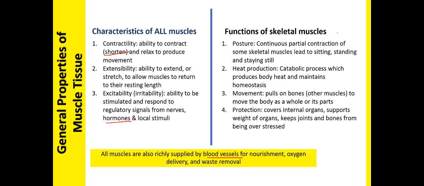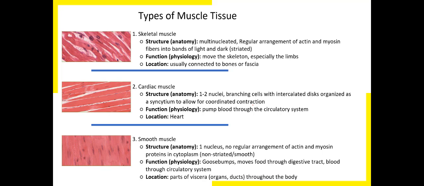When we talk about skeletal muscles in particular, they are responsible for maintaining posture, for producing heat, for moving our body parts or our body as a whole, and to also help to protect internal organs, support the weight of organs, and keep joints and bones from being overstressed. In terms of the types of muscle tissue, you can see here there are three different types: skeletal muscle, cardiac muscle, and smooth muscle.